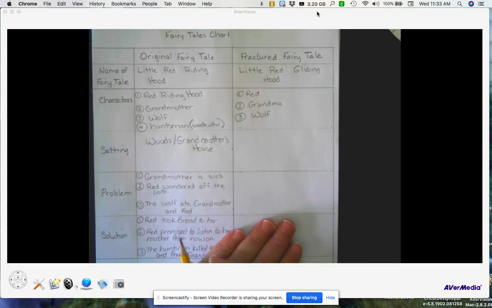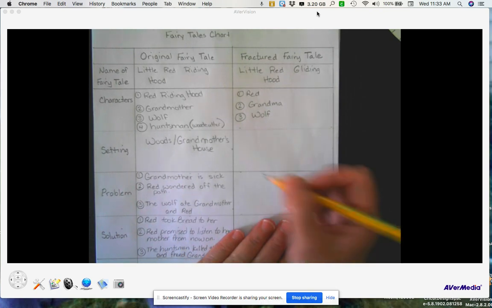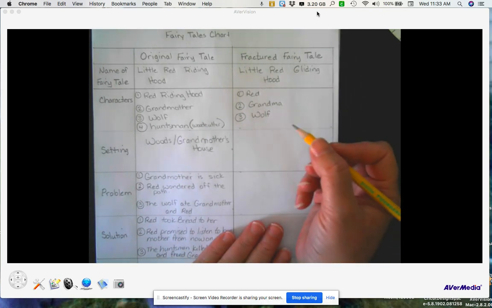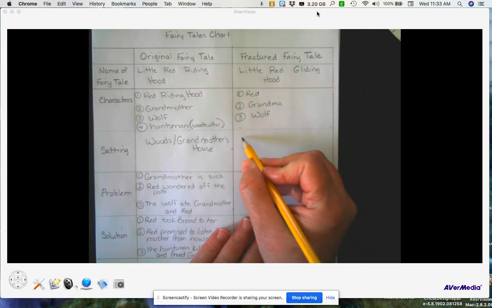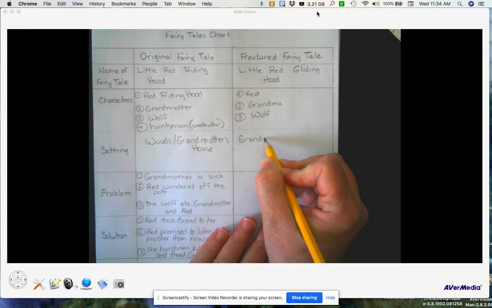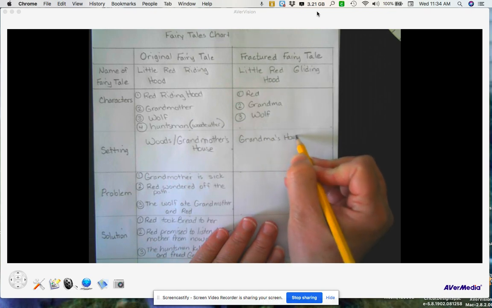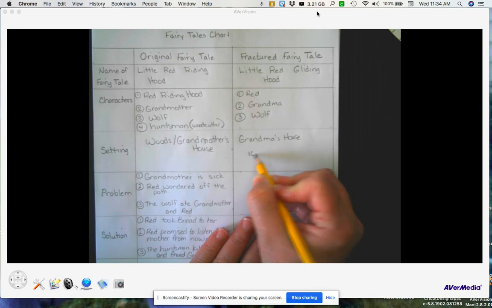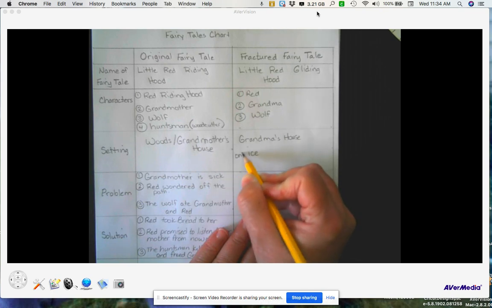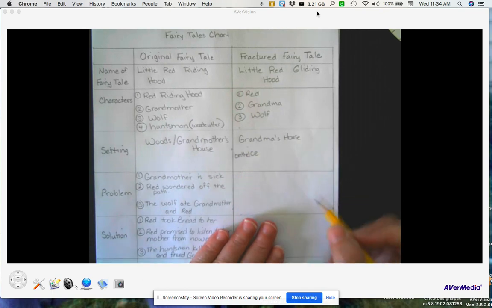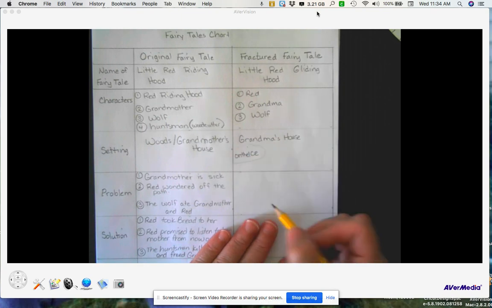What was the setting here? Well, there was a little bit in the woods, not very much. There was a little bit in Grandma's house, but really not too much there either. Most of it takes place where? On the ice, right? So that's our main setting, is on the ice.